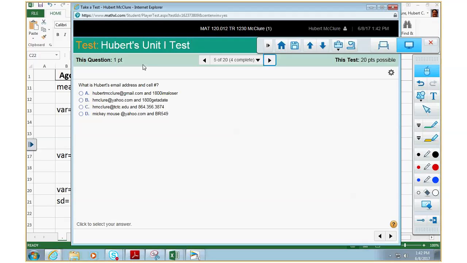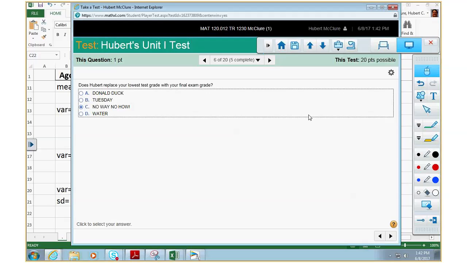What is Hubert's email address and cell number? I will take A, okay? That's the only option it gives me on mine. Somebody will go home and pull that up. That's your second gimme. This is your third. Does Hubert replace your lowest test score with a final exam grade? Water is a good answer.